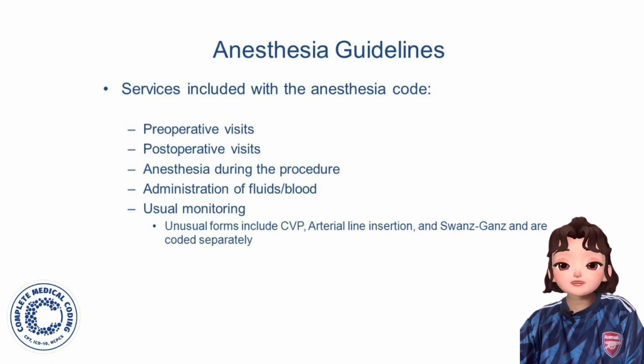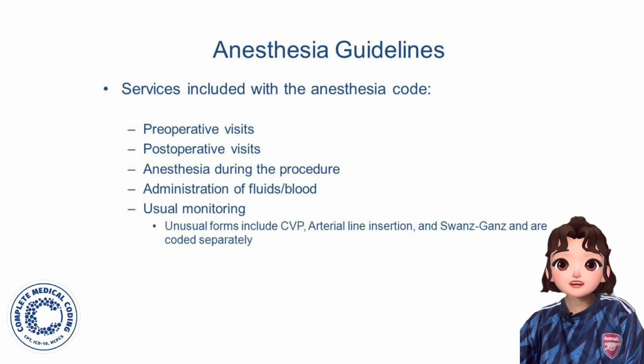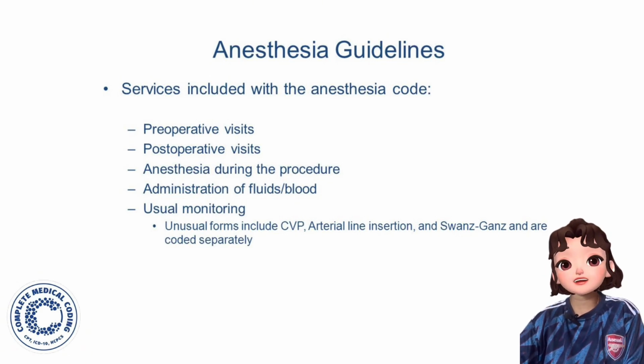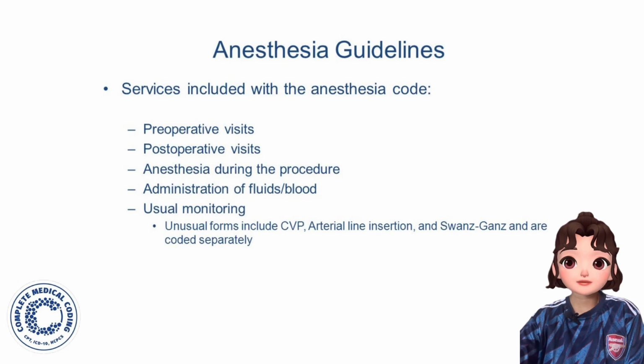Services included with the anesthesia code. Which services are already included in the anesthesia code? Preoperative visits, postoperative visits, anesthesia during the procedure, administration of fluids or blood, and usual monitoring. Unusual forms of monitoring, including CVP, arterial line insertion, and Swan-Ganz catheters, are coded separately. The anesthesia code already includes these services, so we don't have to code them separately: preoperative visit, postoperative visit, anesthesia during the procedure, administration of fluids, and usual monitoring.